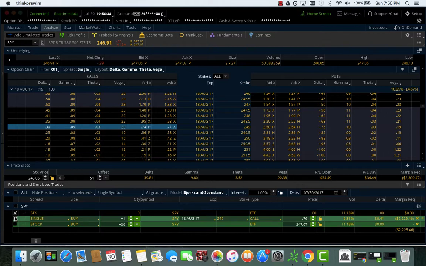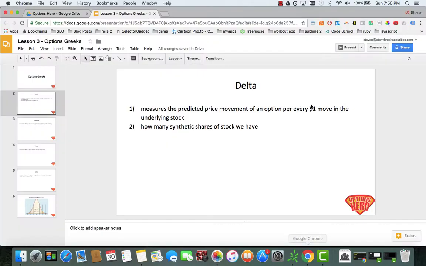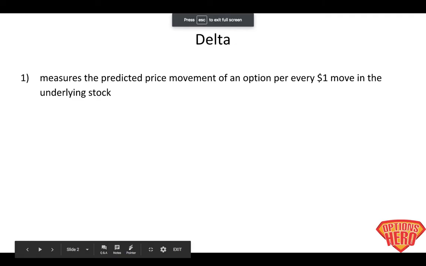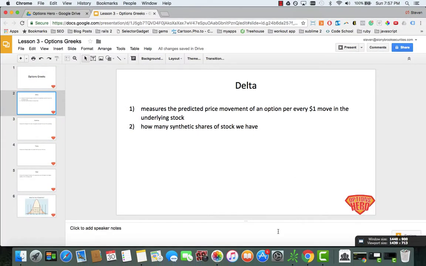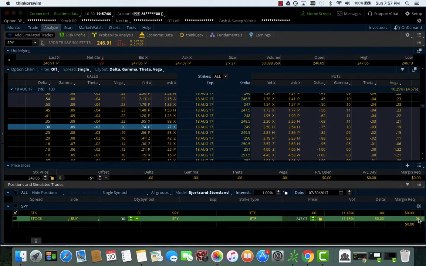So very, very interesting. What it seems to me, because of this, is that delta, number one, measures the predicted price movement of an option per every $1 move in the underlying stock, but as you probably saw already, it also measures how many synthetic shares of stock we actually have. Now this is quite interesting. Delta's a really, really important one here, guys.